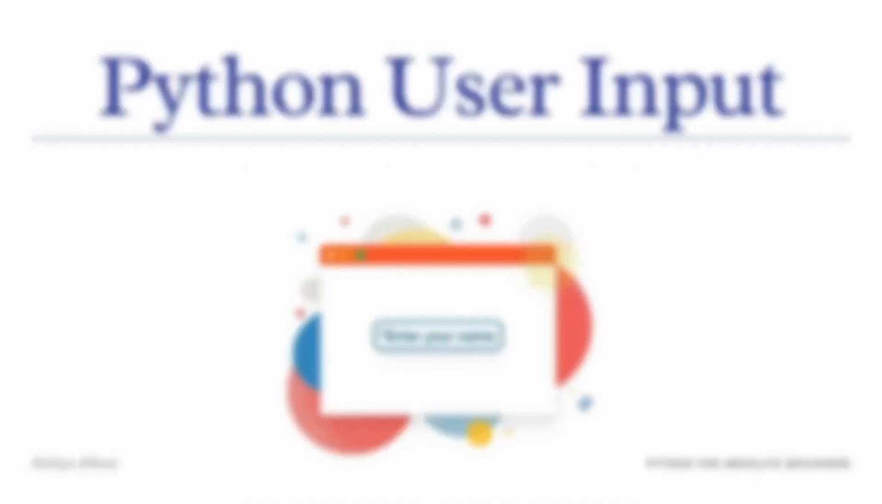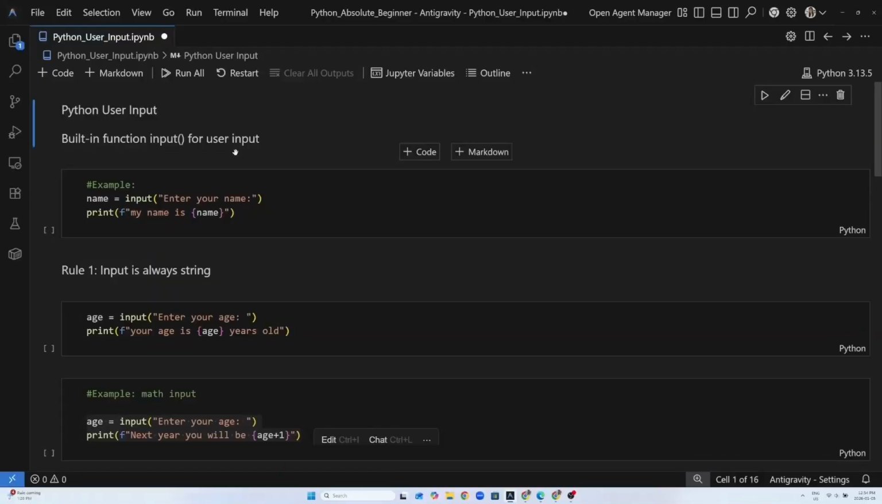And in this video, we are going to talk about user input. User input means letting the user type something and allowing your program to read and use that value. In Python, we use a built-in function called input() to do this.